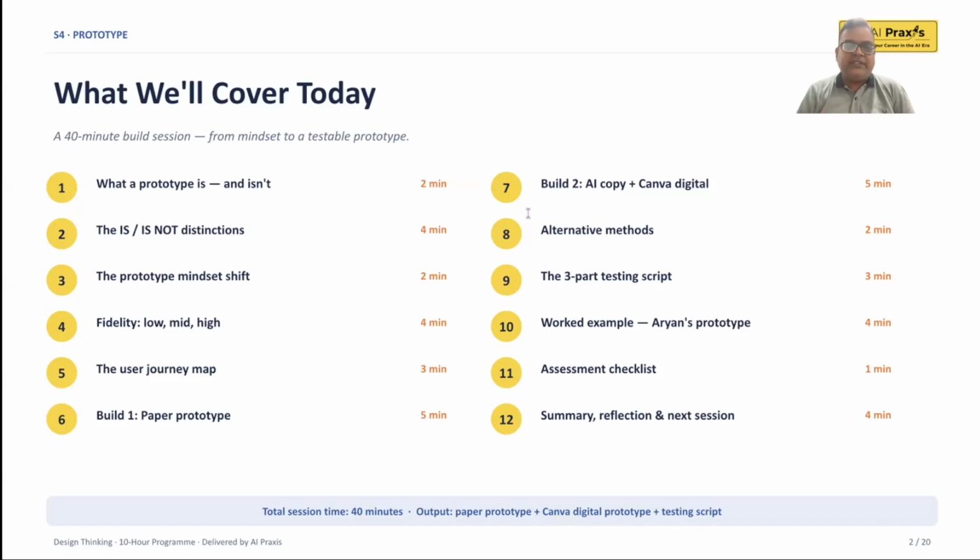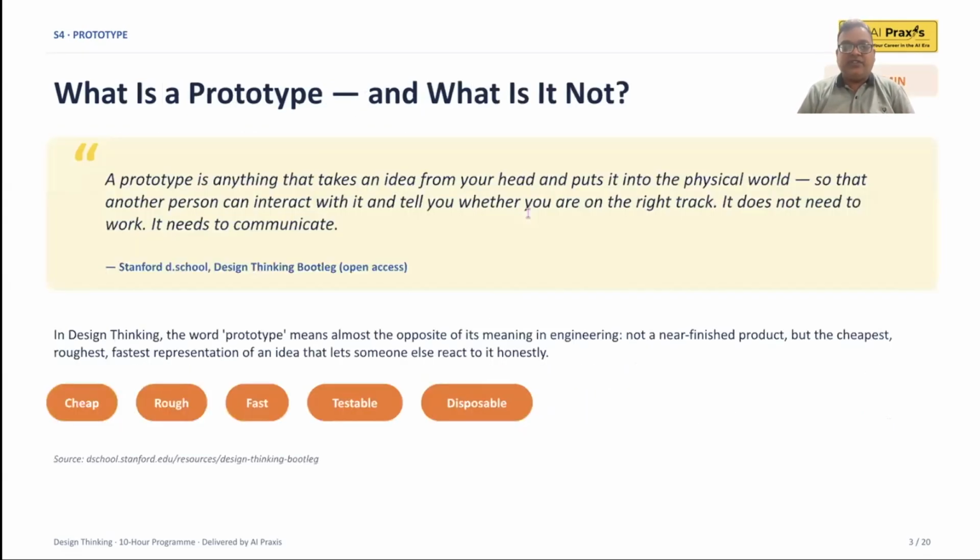Finally, you're definitely going to prepare a three-part testing script. You study a complete, worked example, review a quality checklist, and reflect on today's learning before moving into our next session on user testing. You have to remember this throughout today's session: ideas become valuable only when someone else can experience them. Today we are taking that first step.